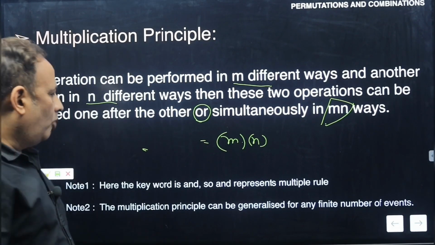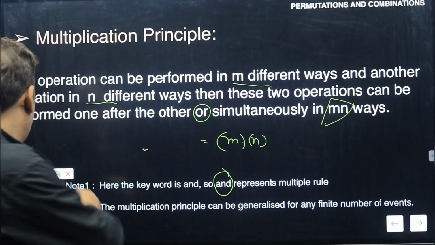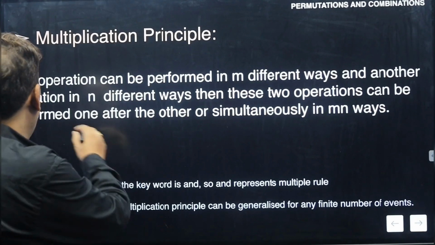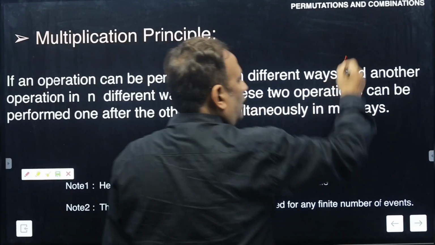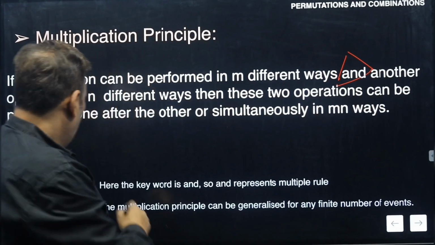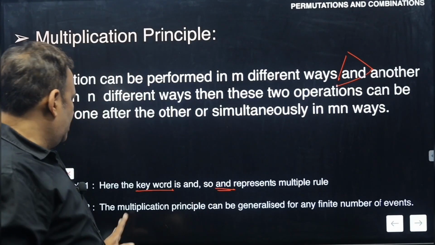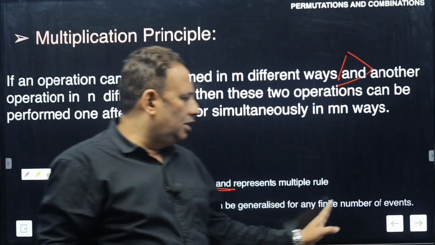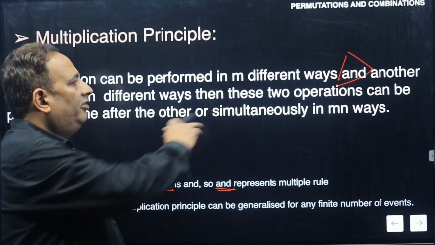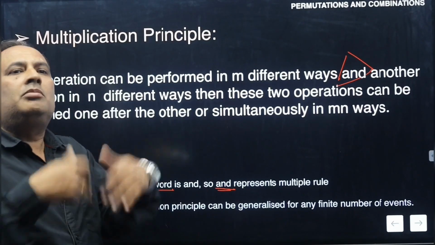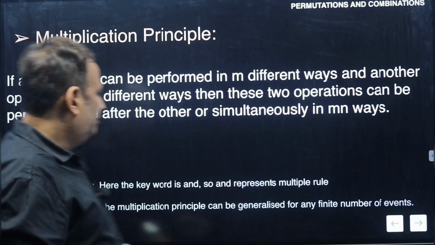Now the point is that the word should be and. Here the word is and, right? So you see the main keyword is and. In this and, these events can be of finite number, right? We can take this not only for 2, we can take more events also, but it should be finite. Let's see how.